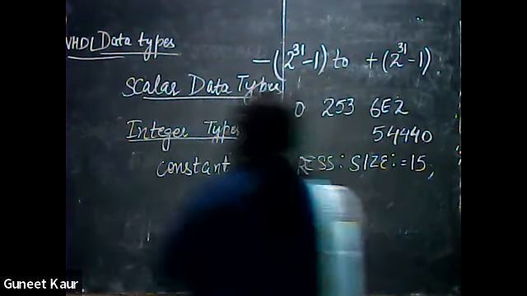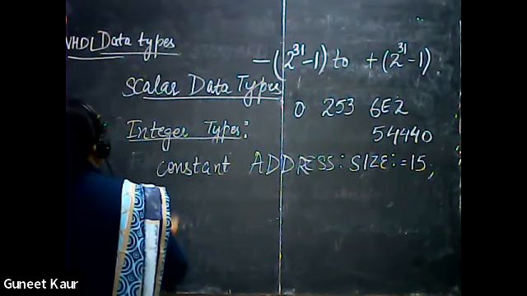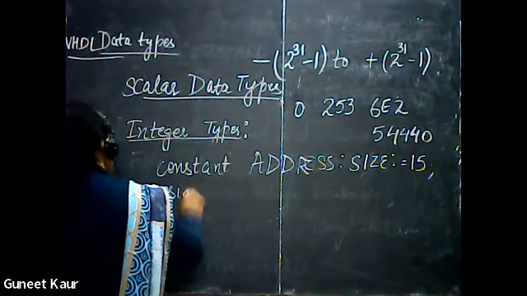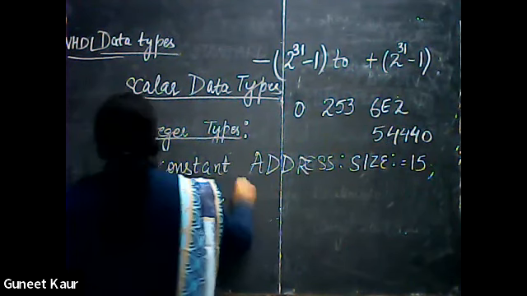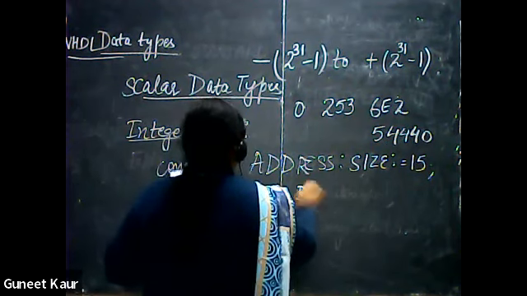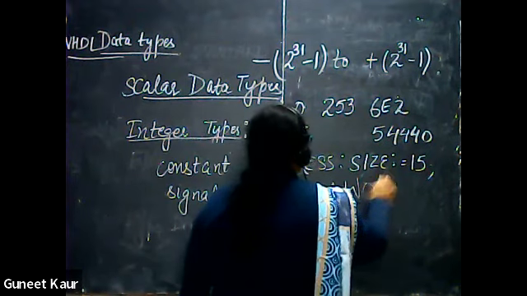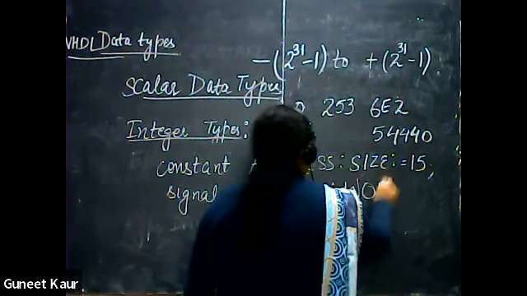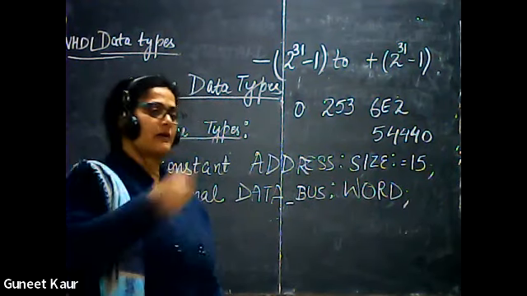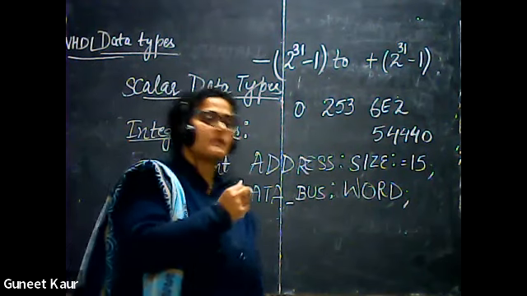The next object declaration we can use with this data type is signal, name is data underscore bus word. So these data objects can be used with this integer type.